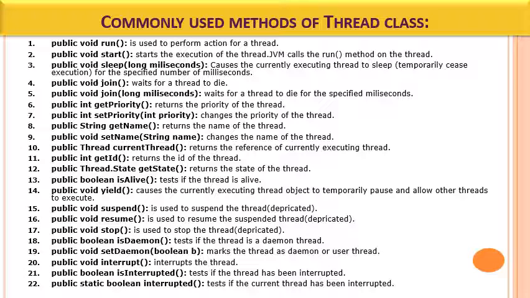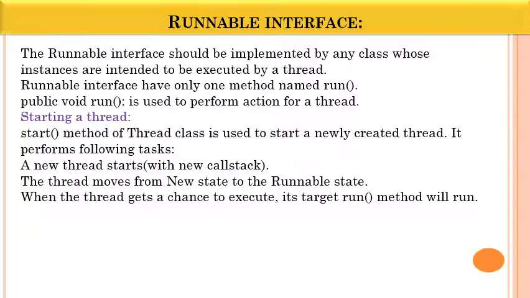Some of the methods are very useful, that is run, start, sleep, join, suspend, resume and stop. These are very important methods used for the thread class. Next, the Runnable interface should be implemented by any class whose instances are intended to be executed by a thread. The Runnable interface has only one method, named run.